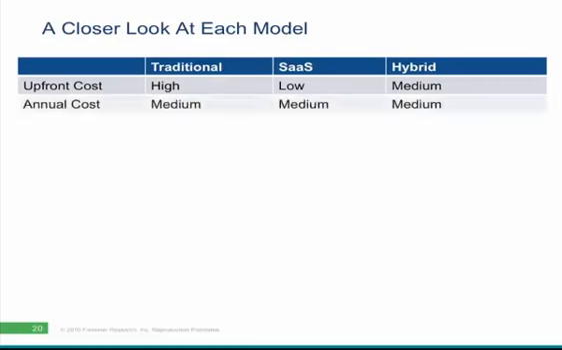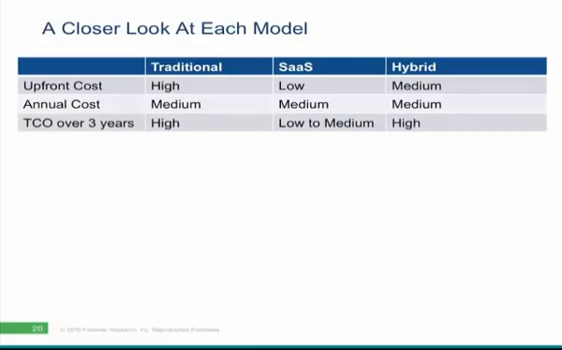Next up is annual cost, and this is somewhat generic, but typically we see them to be about the same. It will depend in your organization what your needs are, but the annual cost, once you have a traditional solution, it will probably be comparable to what it would be for a SaaS model. The total cost of ownership over 3 years is going to be high in a traditional model. The SaaS model, of course, is going to be low to medium. And a hybrid model is going to be high as well, and perhaps it could be medium to high.